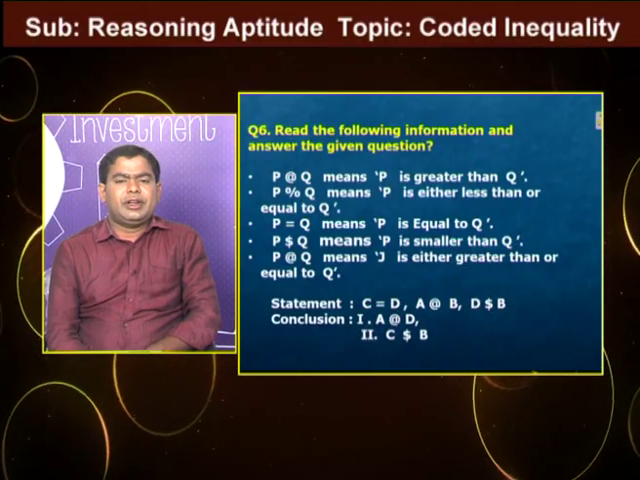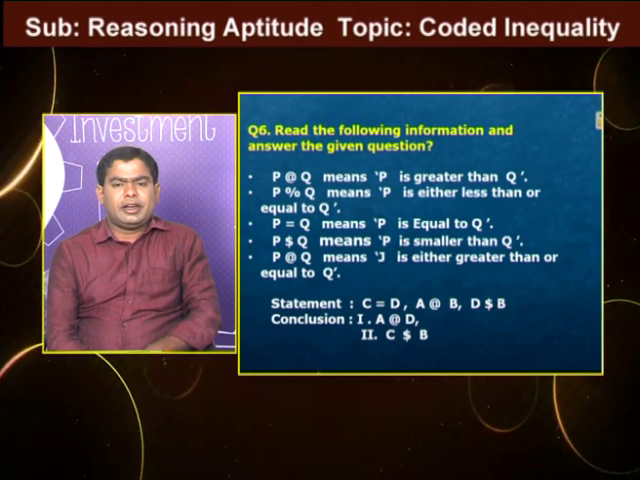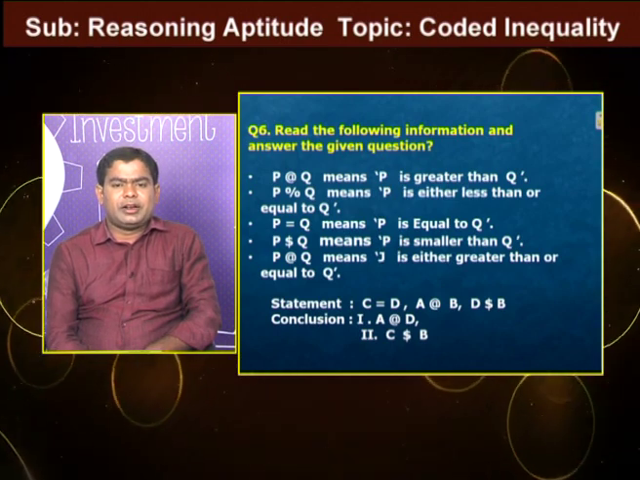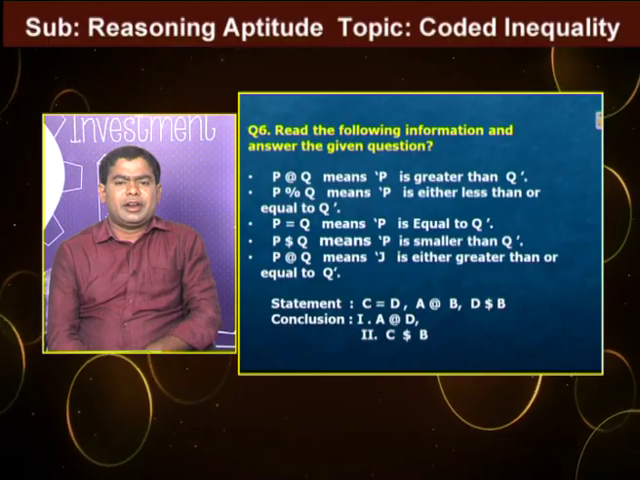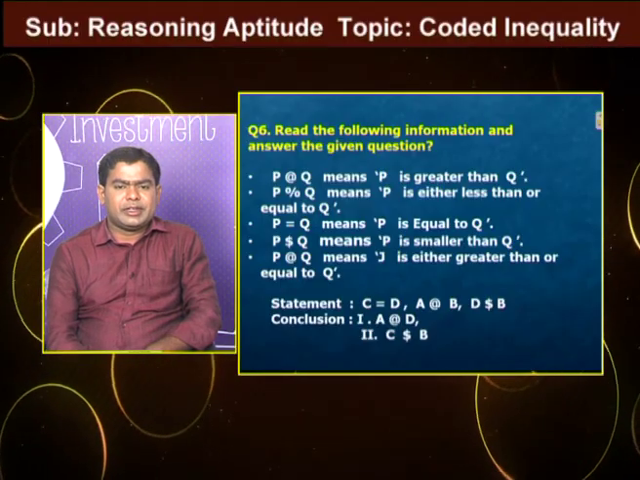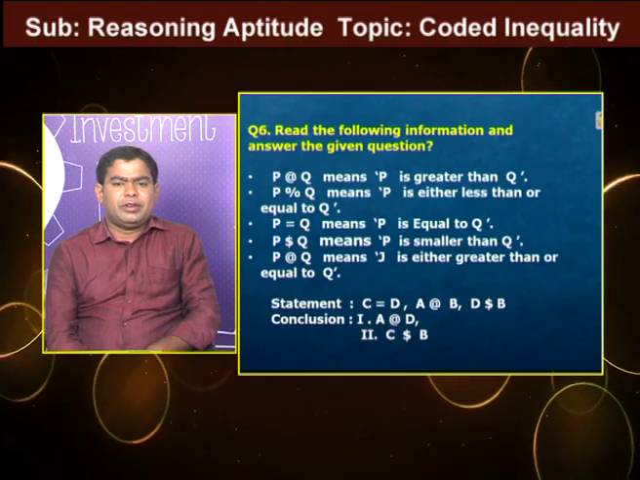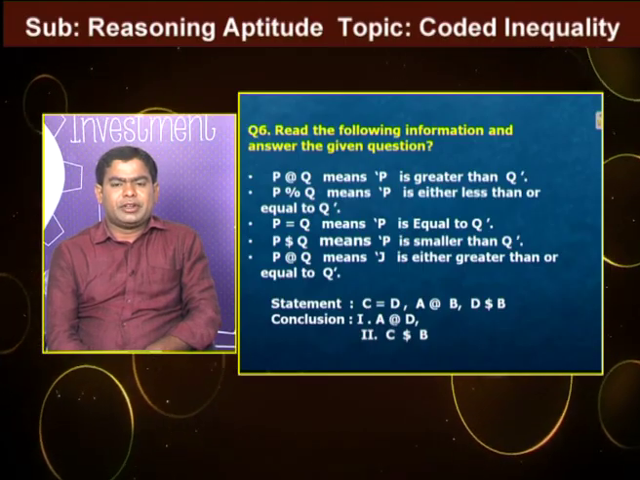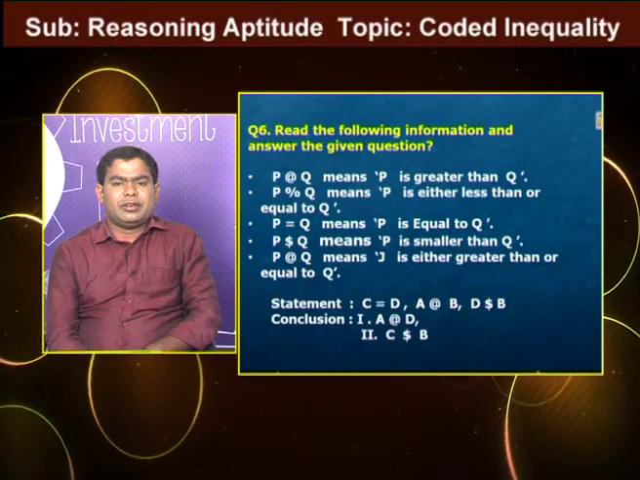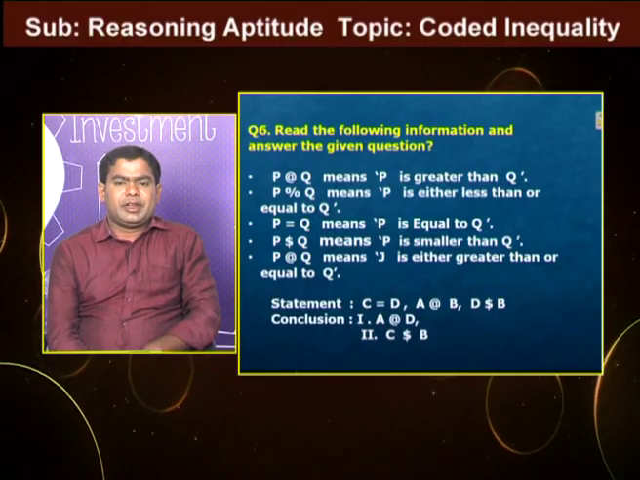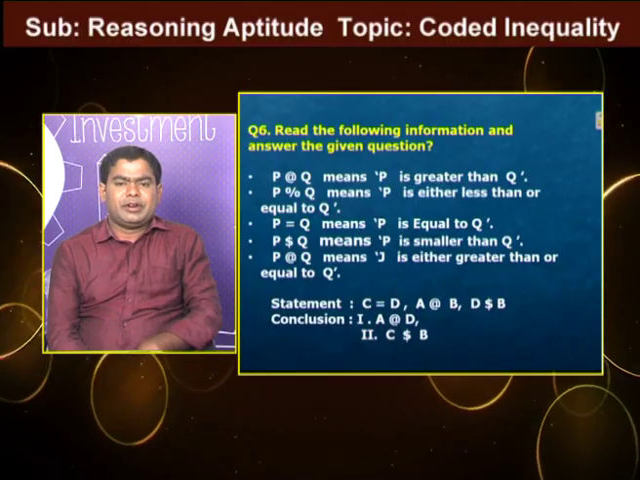© means either greater than or equal to Q. Directly we take the greater than or equal to. Here different symbols denote different inequalities. We go to the question. We apply the given inequalities to the given statements and conclusions. After that, we combine the given statements and verify the given conclusions.